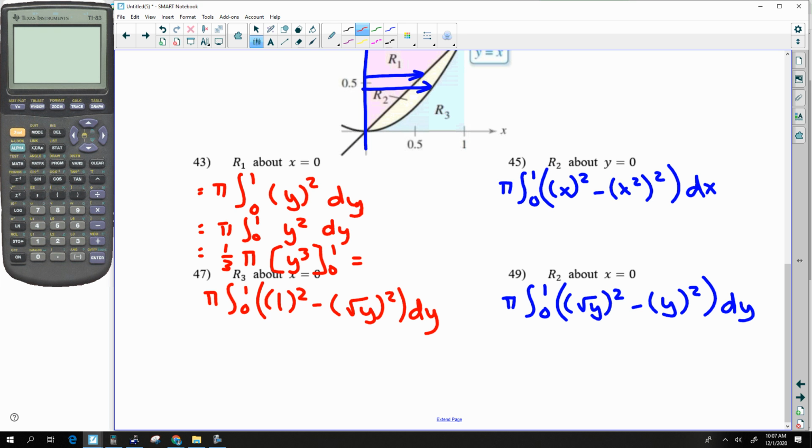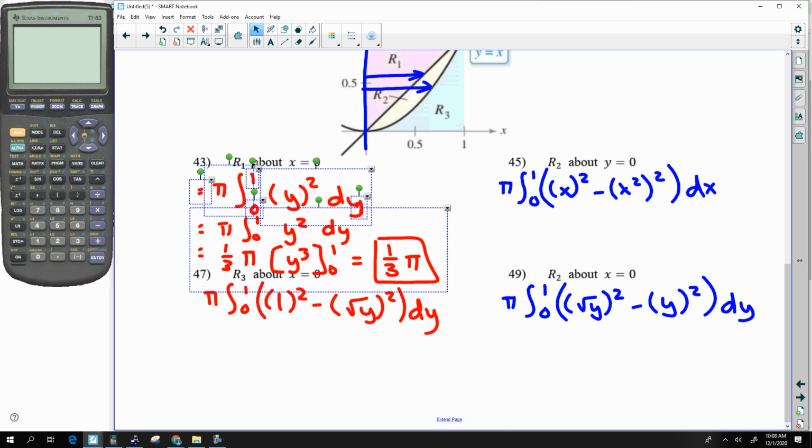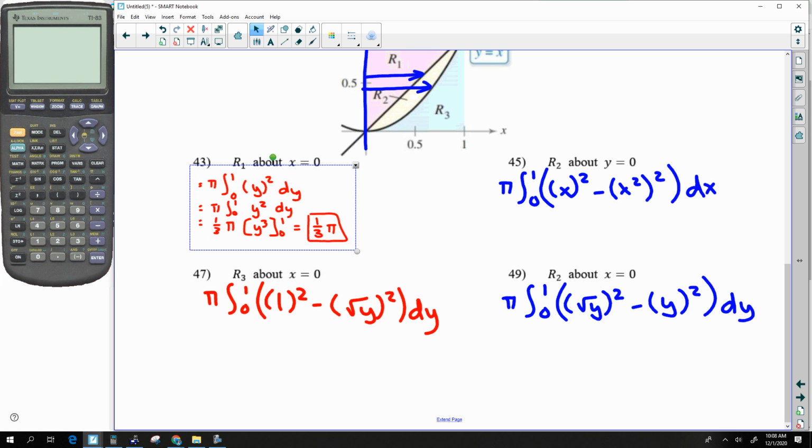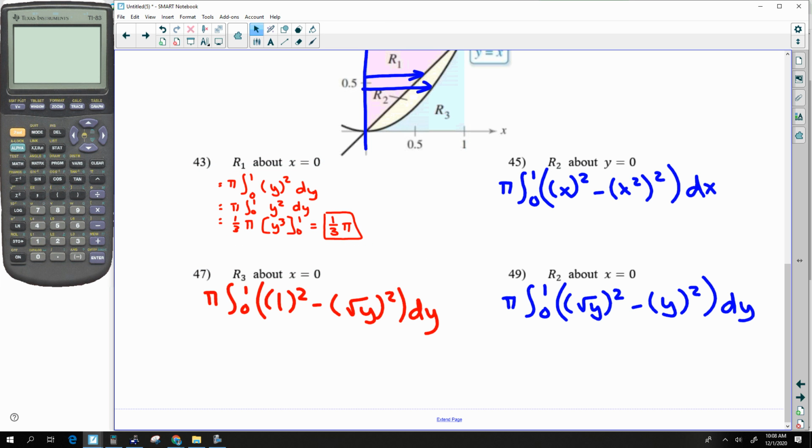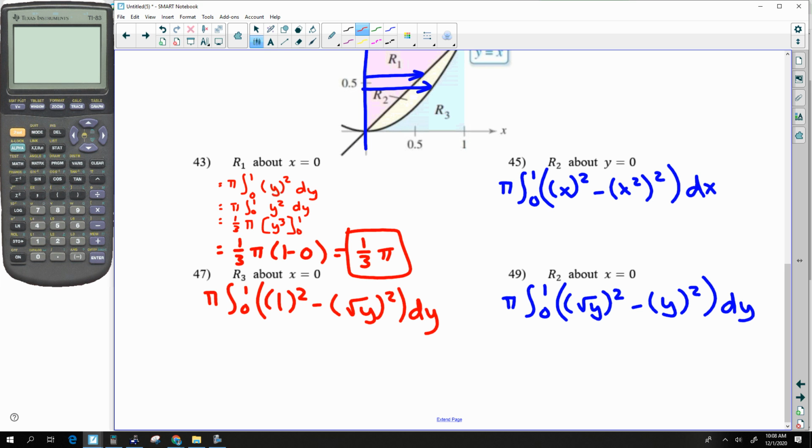So that's going to be 1 minus 0, so this is going to just be 1/3. So let me do that one more time. I dislike it when I don't complete all the problems with all the technicalities, so this is 1 minus 0. All right, so this is going to be x squared minus x to the 4th.